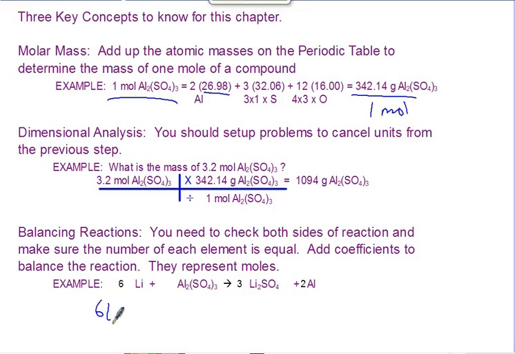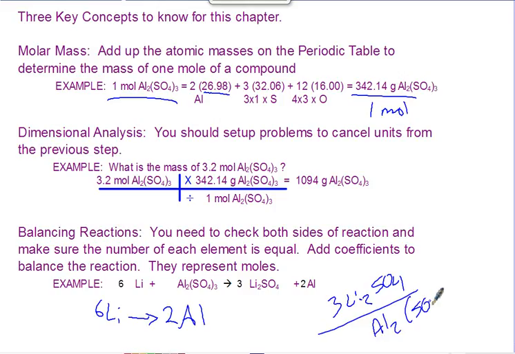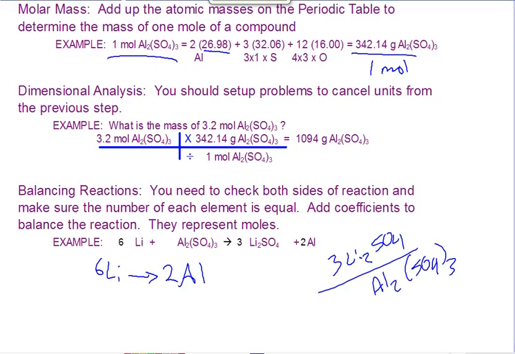We could say 6 lithiums will produce 2 aluminums, right? In this reaction, 6 lithiums produce 2 aluminums. What are some of the other things we could pull out of that? If I said 3 lithium sulfates, how many aluminum sulfates would that be? What's the ratio between lithium sulfate and aluminum sulfate? Yeah, there's nothing written here, but it's an implied 1, so it's a 3-to-1 ratio.